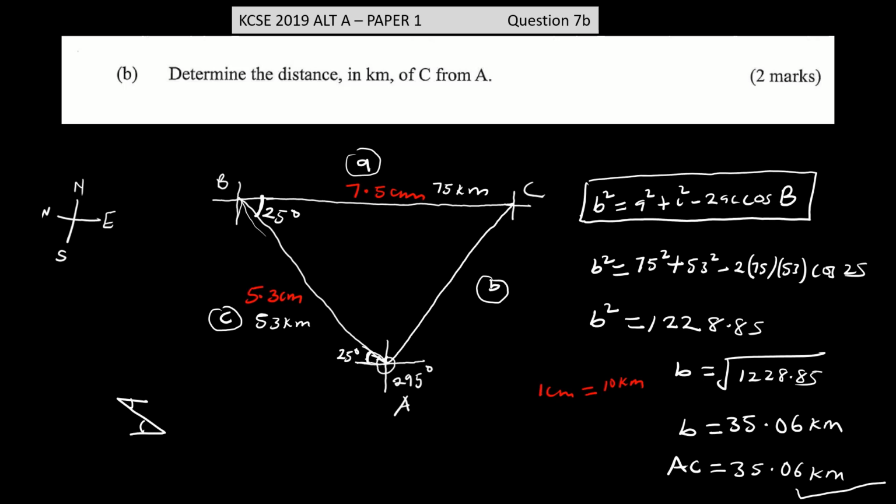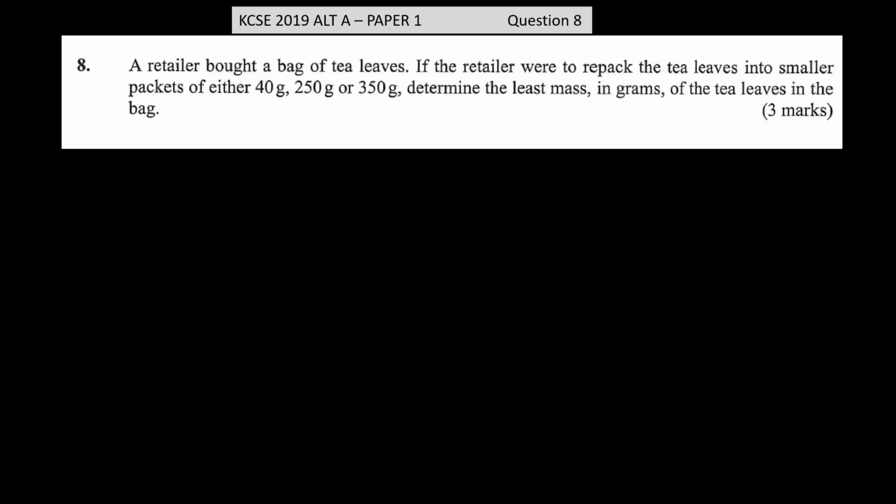That is question 7B. This is question 8 of the KCSE 2019 Mathematics Alternative A, Paper 1 question. The question states, a retailer bought a bag of tea leaves. If the retailer were to repack the tea leaves into smaller packets of either 40 gram, 250 gram, or 350 gram, determine the least mass in grams of the tea leaves in the bag. This is quite a technical question, but we are going to explain it.